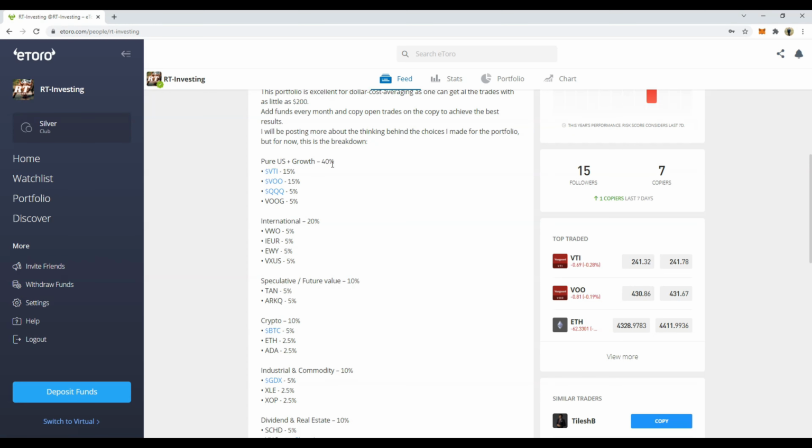Now you can see that I have divided this portfolio to be 40% invested into pure US stocks and also growth. So 15% goes into the VTI. Now this is the total stock index of the whole US stock market. There's like 3,700 or so stocks in this one ETF. So you can see that a big portion of the RT Invest copy portfolio is invested in US stocks.